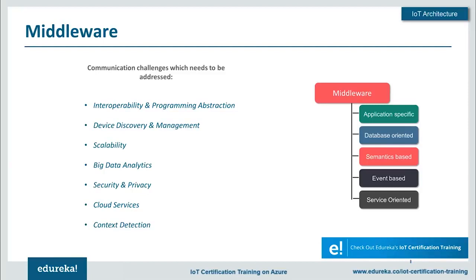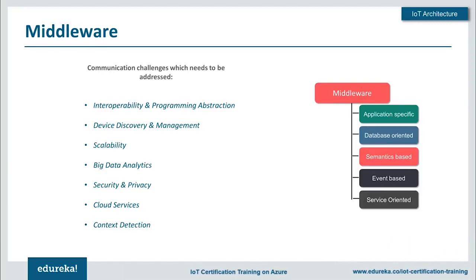Now, again, when you come down to the middleware segment, you need to understand the various specifications of the application: which kind of database it is oriented to, what semantics it is based on, what kind of events it can process, and what kind of service it can process or provide as well. These are some aspects that you need to keep in mind while selecting your middleware for your architecture.